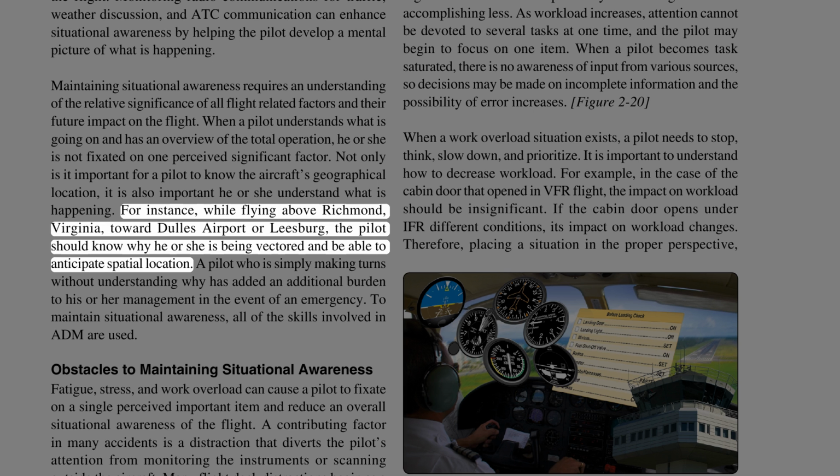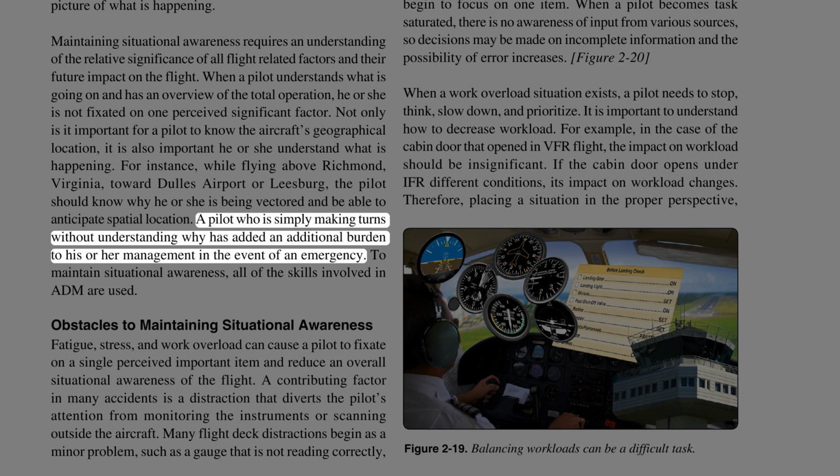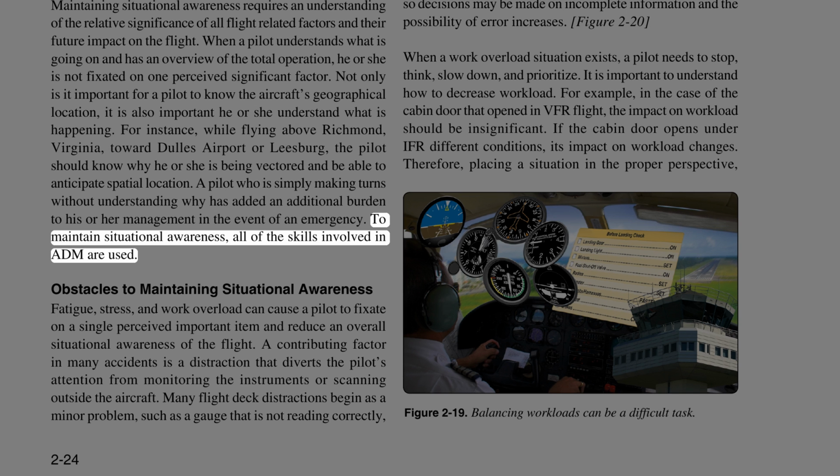For instance, while flying above Richmond, Virginia, toward Dulles Airport or Leesburg, the pilot should know why he or she is being vectored and be able to anticipate spatial location. A pilot who is simply making turns without understanding why has added an additional burden to his or her management in the event of an emergency. To maintain situational awareness, all of the skills involved in ADM are used.